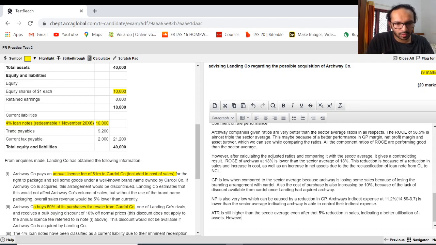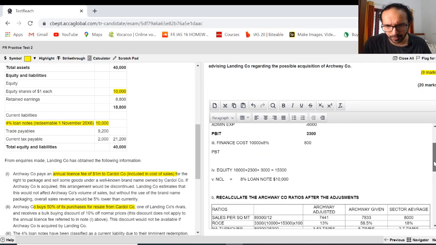However, the overall performance is still below the sector average because of a poor ROCE. The overall performance is bad, right?